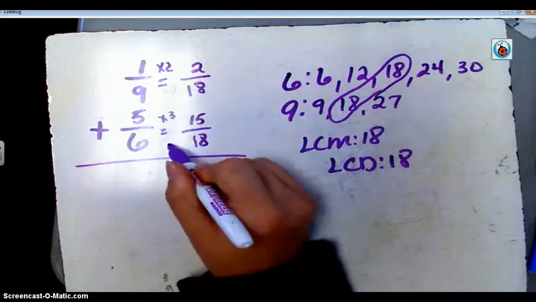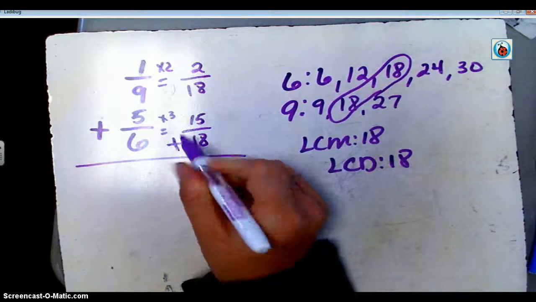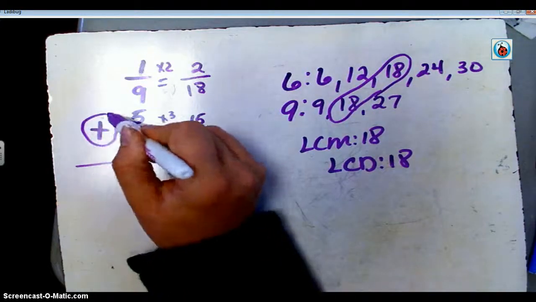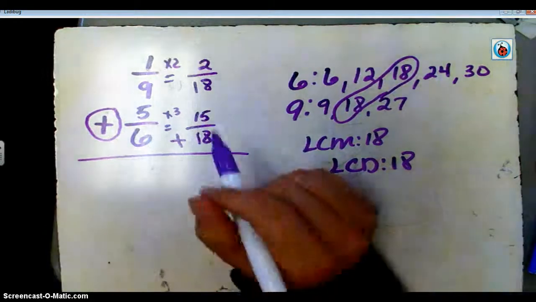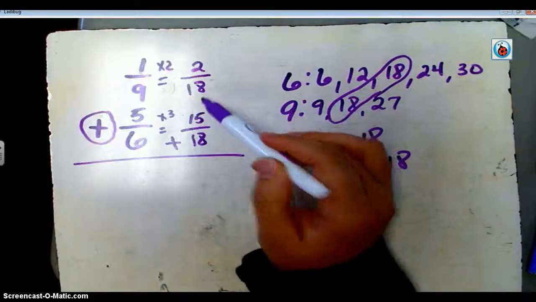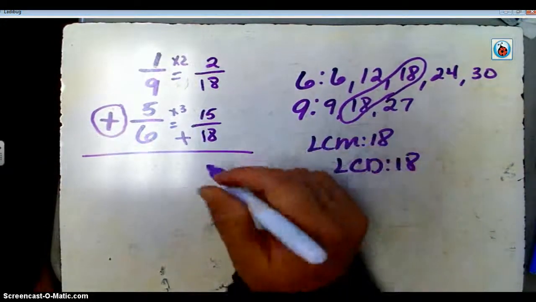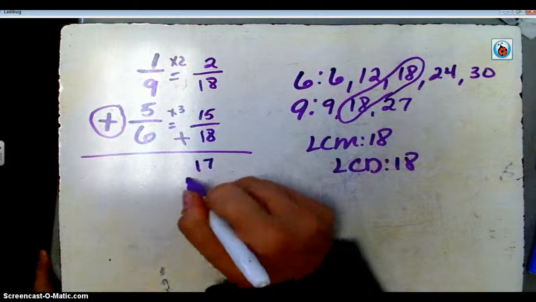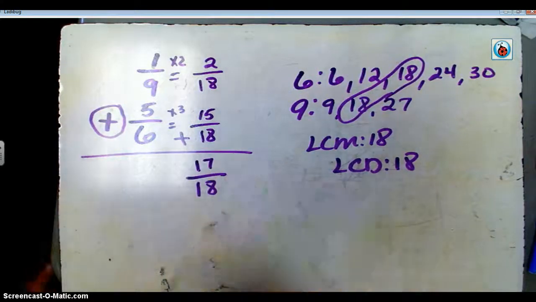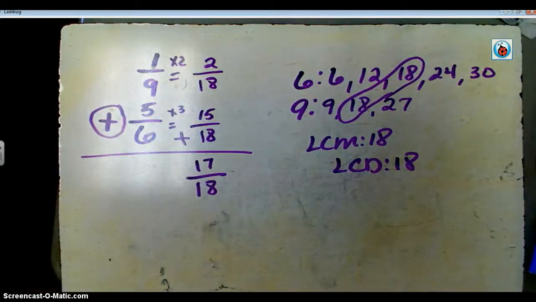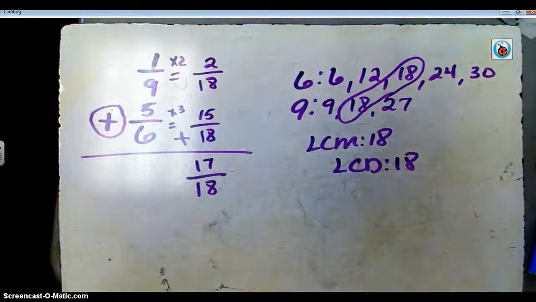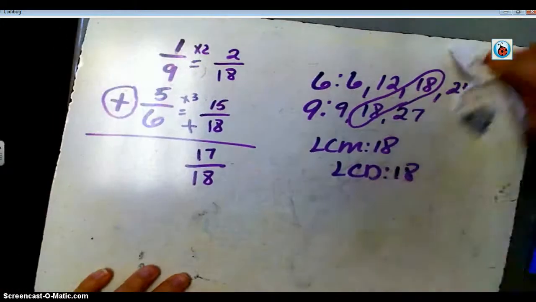So now what do I do? We're adding this time. Okay, so 2/18 plus 15/18 equals what? 17/18. Is it simplified? How do we know it's simplified? It's 1 less. And if it's 2 off, then we can simplify.